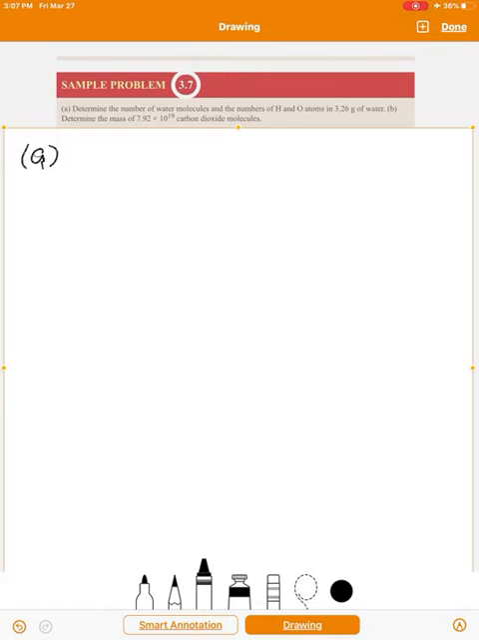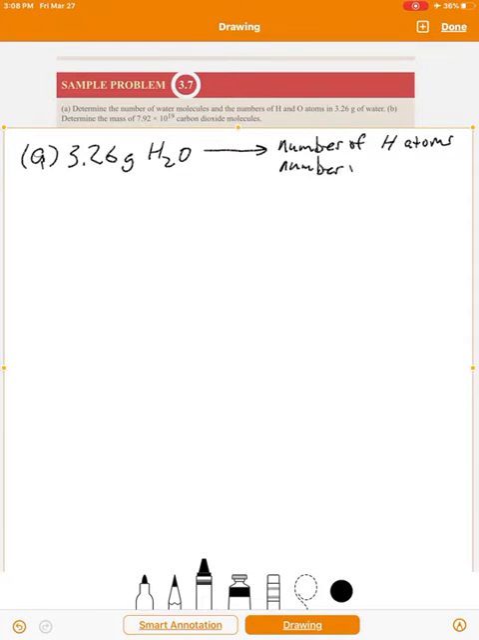So in part A, we have 3.26 grams of water. And what we want to do is find the number of hydrogen atoms and the number of oxygen atoms. Well, this should be lots of fun. Here's how we go about it. First, we need to do a conversion of mass of water to moles of water. And we're going to use the molar mass to do that calculation.